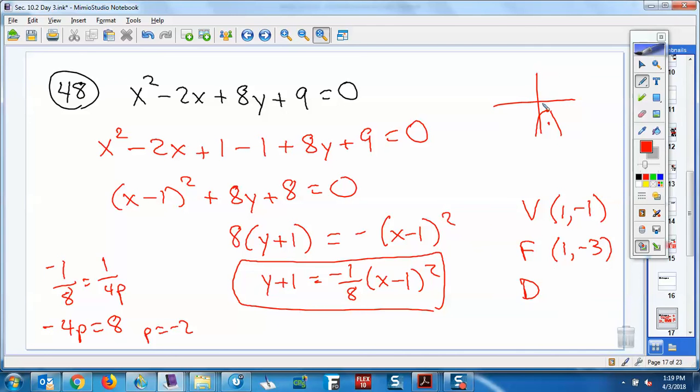For the directrix, we're going to go up 2, so that would be y equals 1. And for the axis of symmetry, it's going to go down through there, so that's x equals 1.